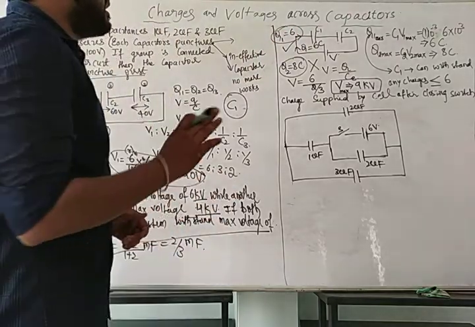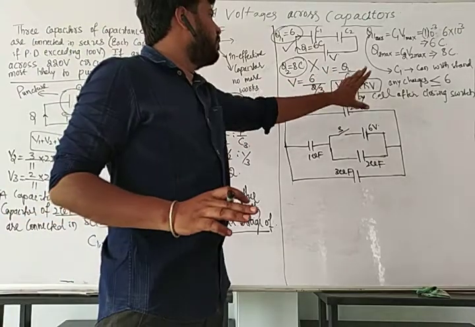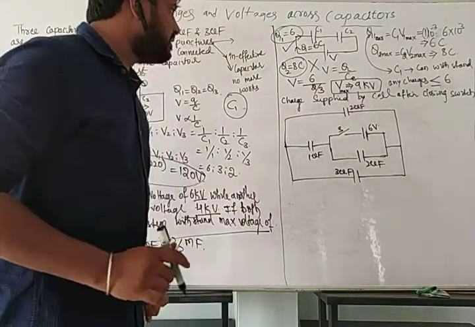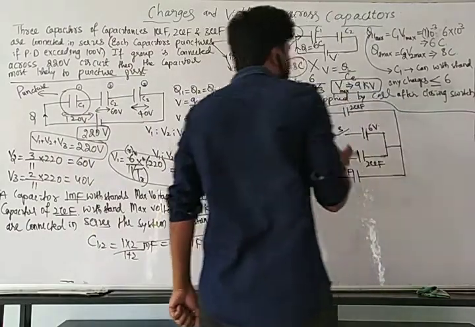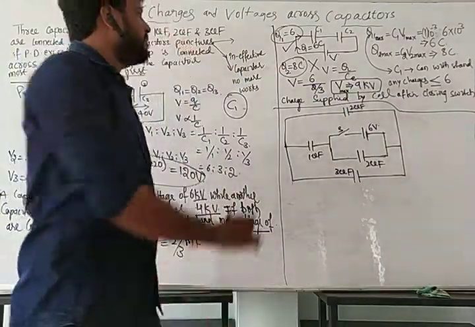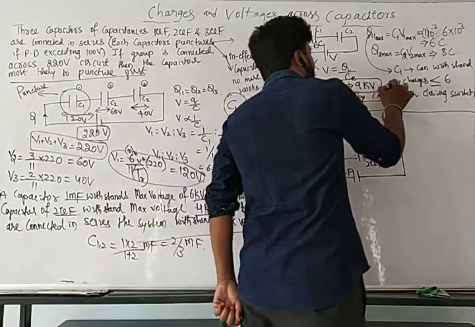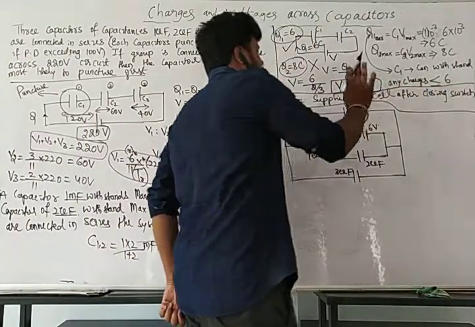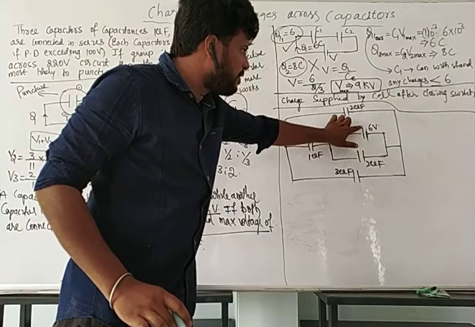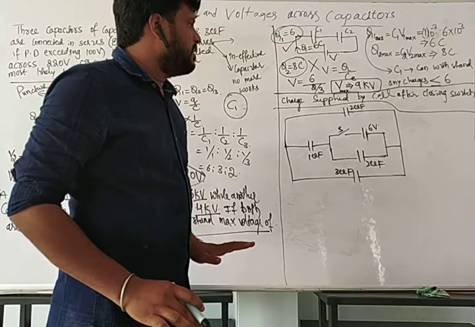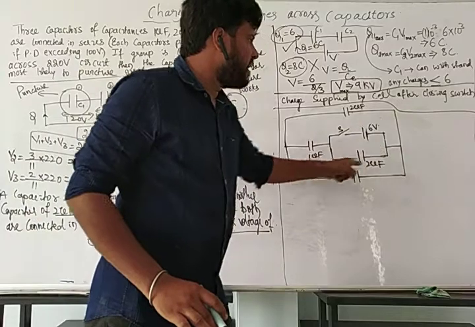Okay, it can withstand a maximum of 9 kilovolts. Then consider one more thing. The question is the charge supplied by the cell. You can see this is one cell. There is one cell of 6 volts. It has to supply the charge.